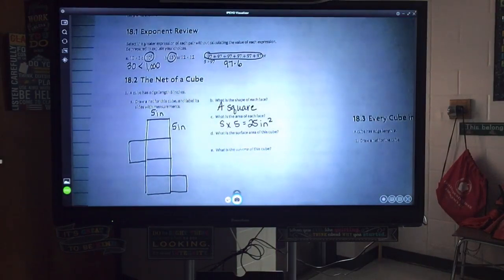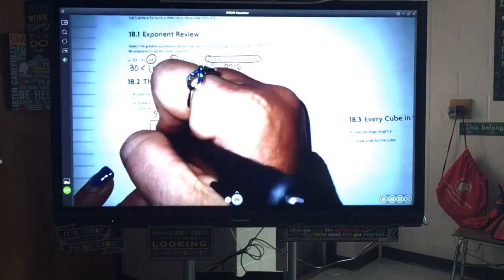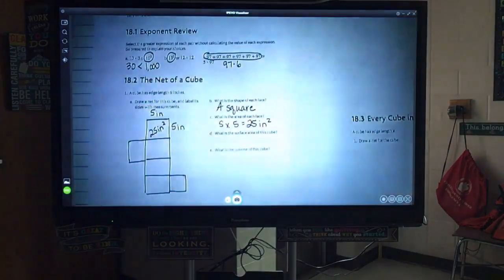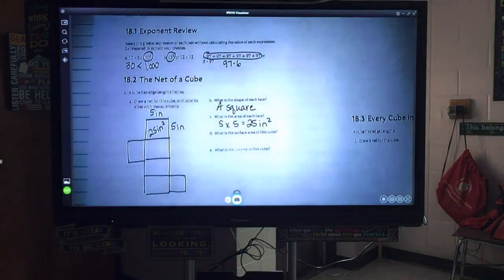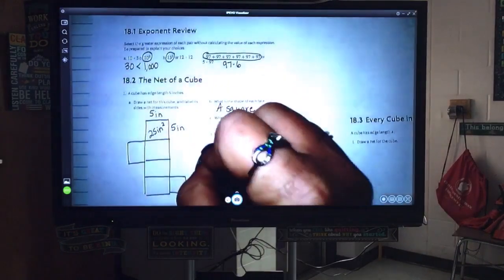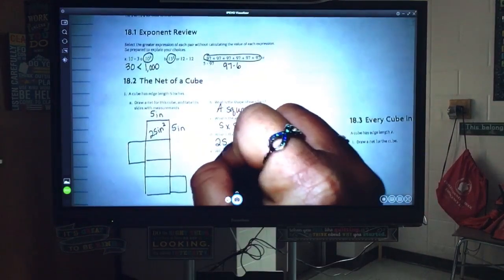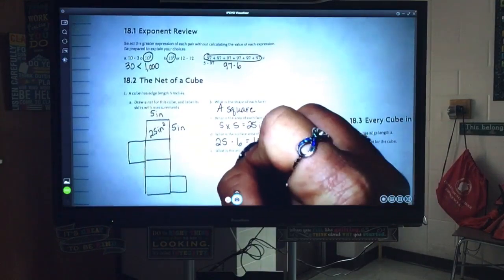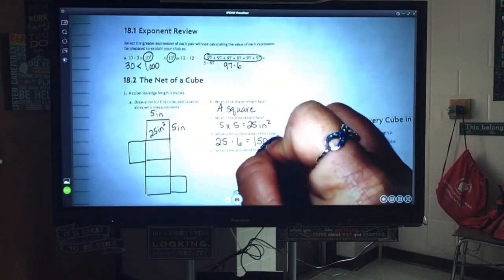Alright, then it says, what is the surface area of the cube? So we know that one of these squares is 25 inches squared, correct? So what's the surface area? What's the expression or the equation that I can use to find that? 25 times 6. Which will give me what? 150. Inches squared.